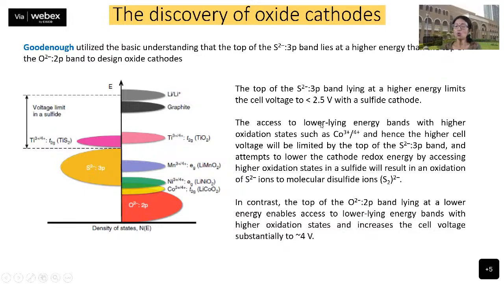So the access to low lying energy bands with higher oxidation states. Here you see cobalt 3+, cobalt 4+. With the oxide, you will actually be able to stabilize these particular states. But if you are taking a sulfide, then what is going to happen? This is going to result in an oxidation of this S2- to molecular disulfide ions if you are using cobalt. So these higher cobalt oxidation states are easier to achieve using oxide kinds of materials.